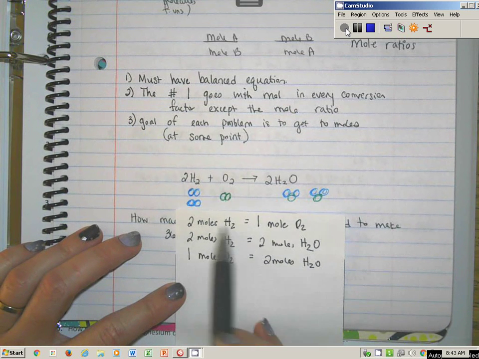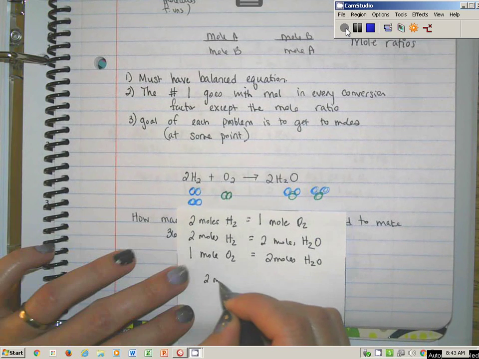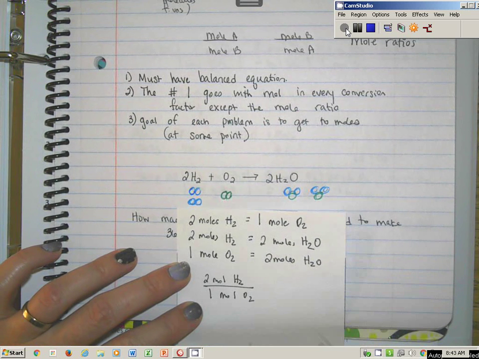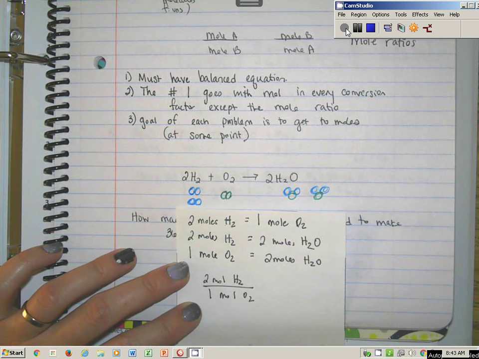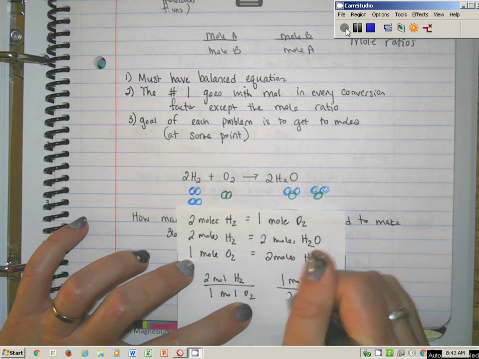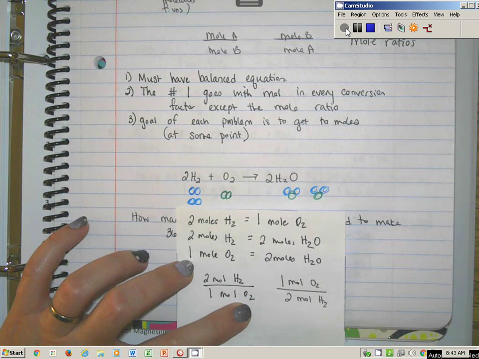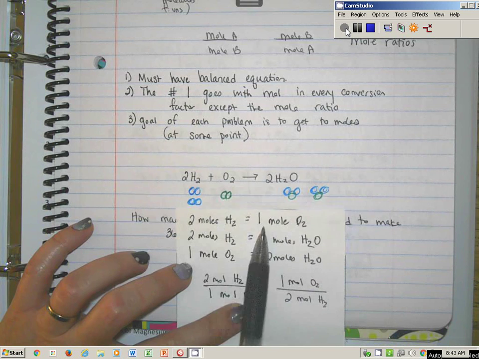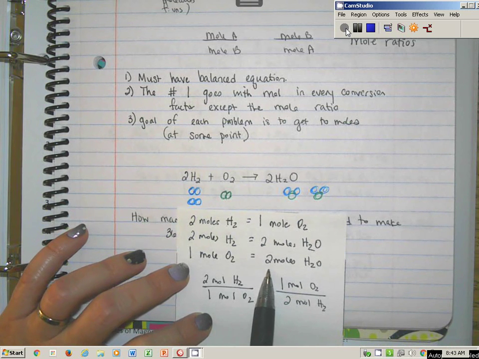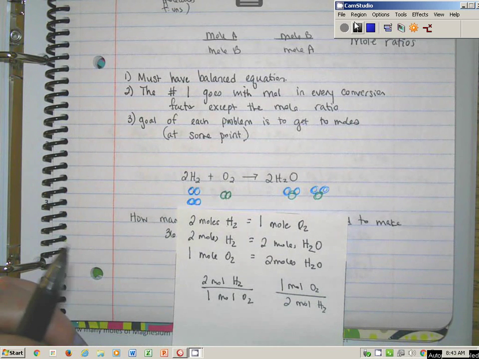So this first one, I could rewrite it as 2 moles of H2 over 1 mole of O2. And can't we write all of the equalities the other way? We can flip them. So I could also write 1 mole of O2 over 2 moles of H2. I can write that first statement 2 different ways. Can I do the same thing with the second equality and with the third equality? Yes. Okay. I'm going to pause for a second.